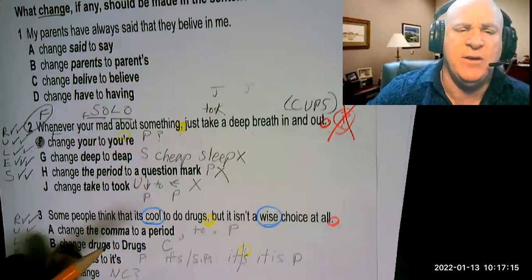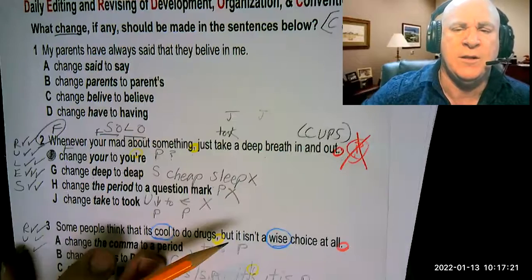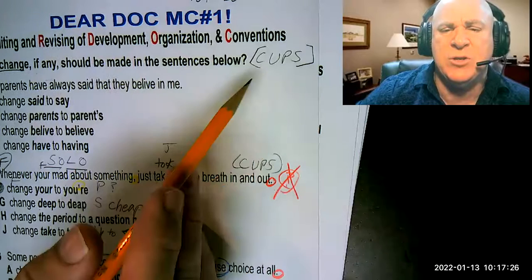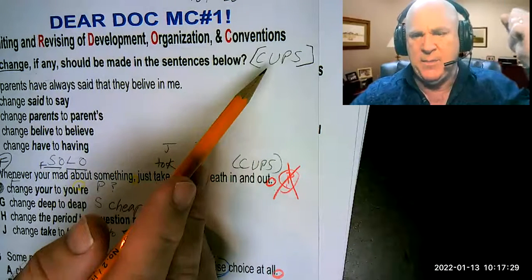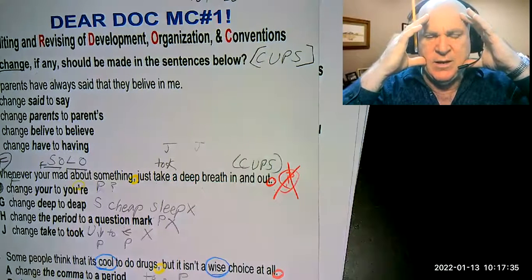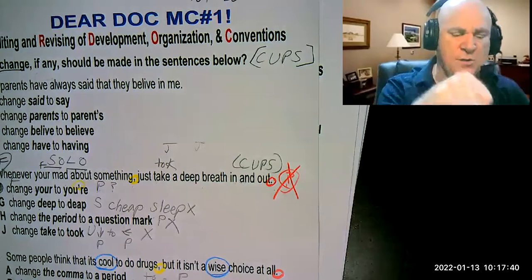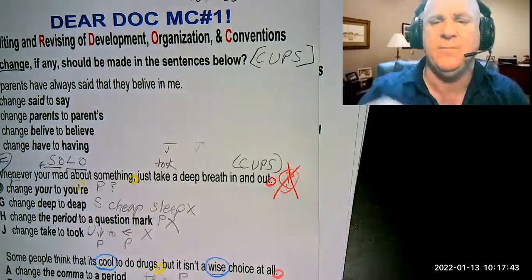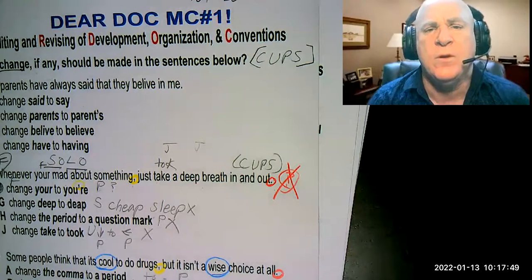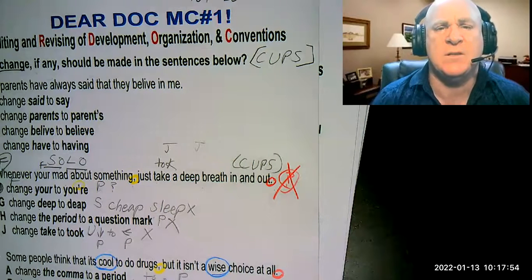What change, if any, should be made in sentence 3? You would underline the word change, bracket the word CUPS, which means the mistake will be capitalization, usage, punctuation, or spelling. Capitalization, usage: subject, the person, place, thing, or idea; verb, predicate, action; punctuation; or spelling, where you take a picture of the words, you say the words, you pronounce them, you sound them out chunk by chunk, syllable by syllable.